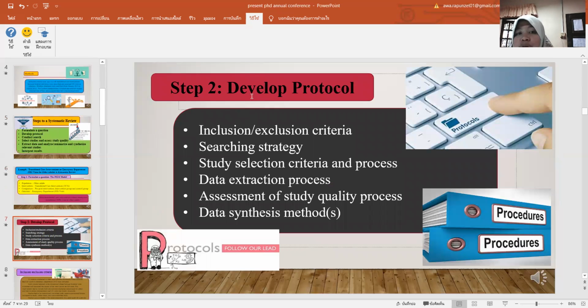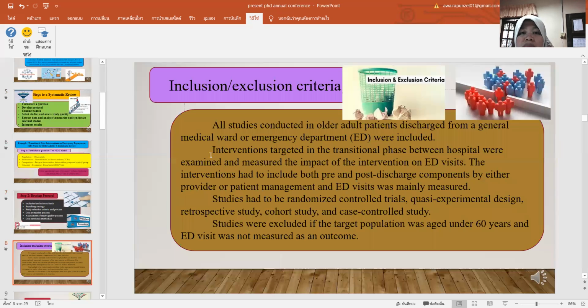The second step is develop protocol. That includes inclusion and exclusion criteria, searching strategy, study selection criteria and process, data extraction process, assessment of study quality process. The last one is data synthesis method.